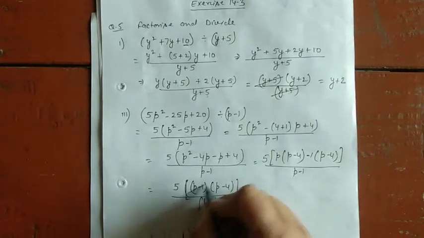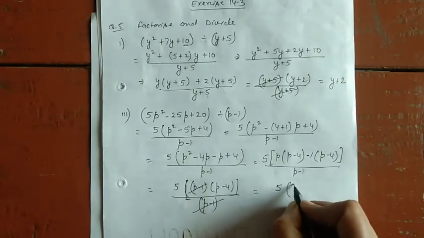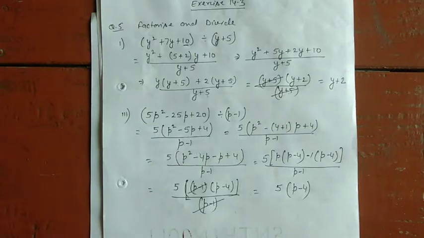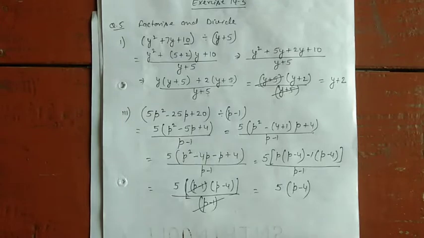So p minus 1 will be cancelled out and the result is 5p minus 4. So this is the possible method for solving this particular part. Okay, so now we will see one more part from this question, that is part 5. Part 5 is a little bit different, so we will discuss that part.